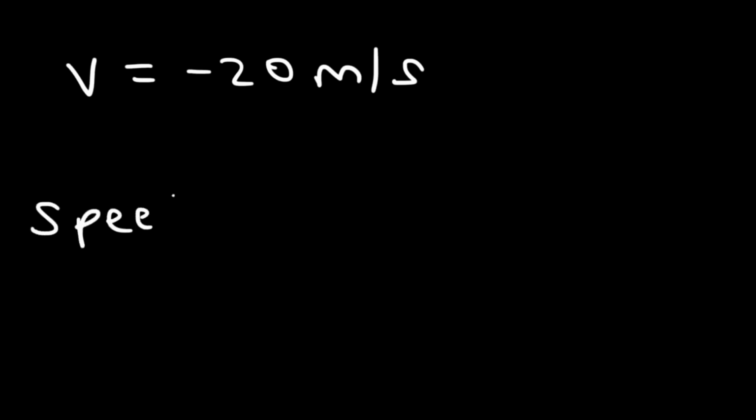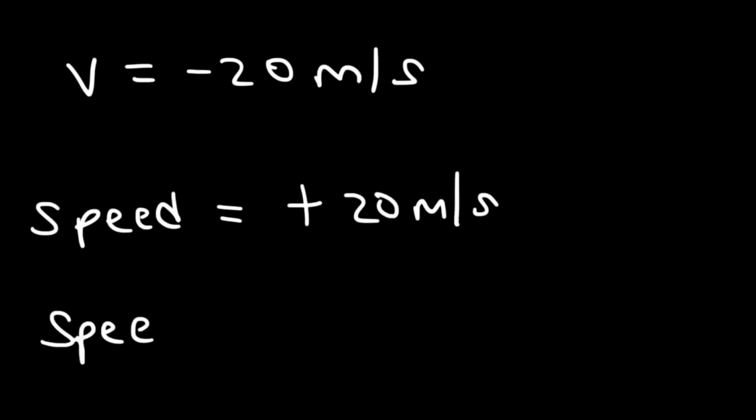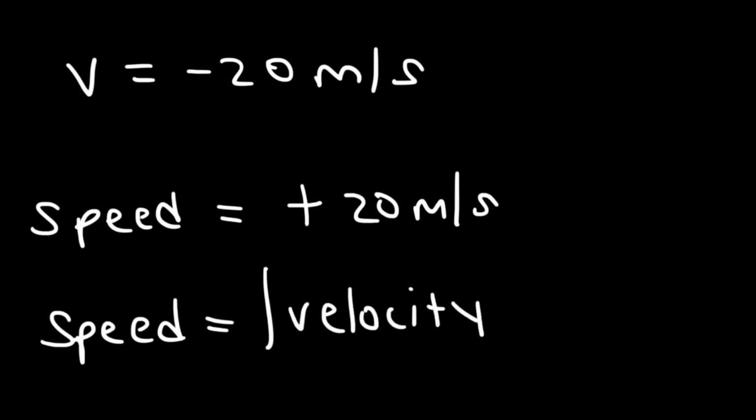So if v is negative 20 meters per second, you know that you're dealing with velocity because it's negative. If you're looking for the speed, it would be positive 20 meters per second. Speed is always positive, and you can say that speed is the absolute value of velocity. Velocity can be positive or negative, but speed is always positive. So if the velocity is negative 40 meters per second, the speed is automatically positive 40 meters per second.